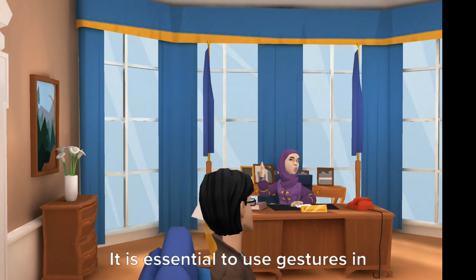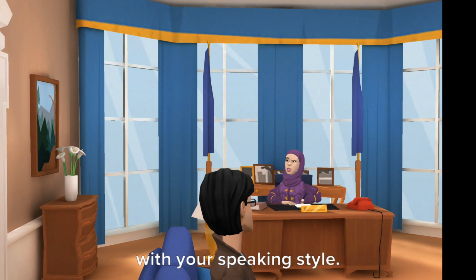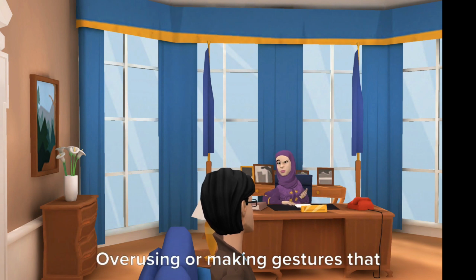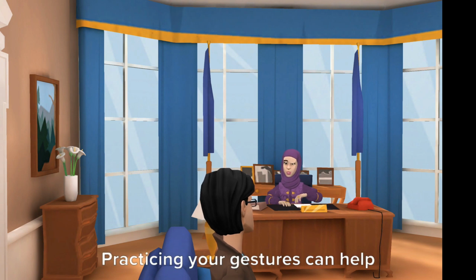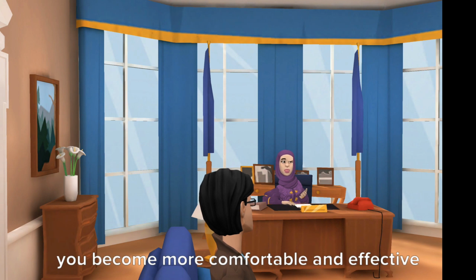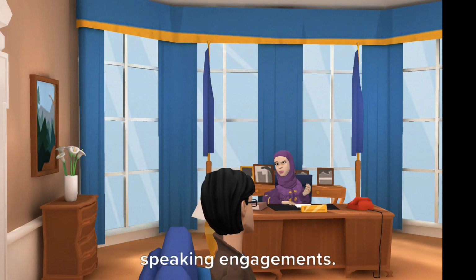It is essential to use gestures in a way that feels natural and aligns with your speaking style. Overusing or making gestures that seem forced can be distracting. Practicing your gestures can help you become more comfortable and effective in using them to enhance your formal speaking engagements.